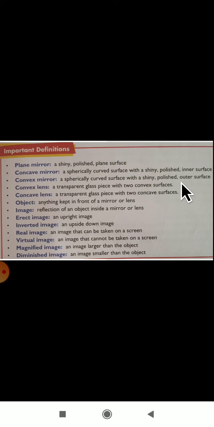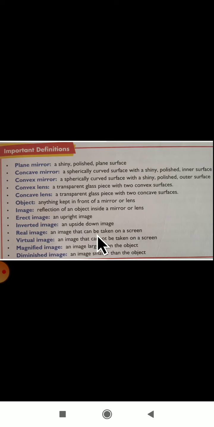Convex lens is nothing but a transparent glass piece with 2 convex surfaces. What is concave lens? A transparent glass piece with 2 concave surfaces. Object. What is object? Anything kept in front of a mirror or a lens is an object here. Image. Reflection of an object inside the mirror or lens is an image. What is erect image? Erect image is an upright image. As I have told already, erect is upright. Inverted is nothing but an upside down image. Nothing but it will be reversed here.